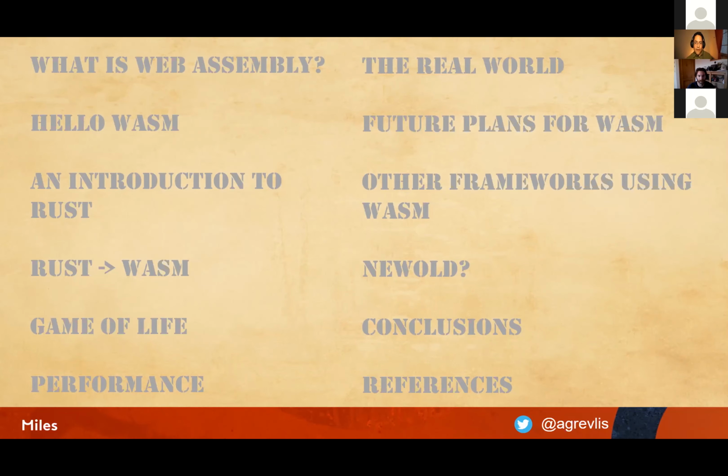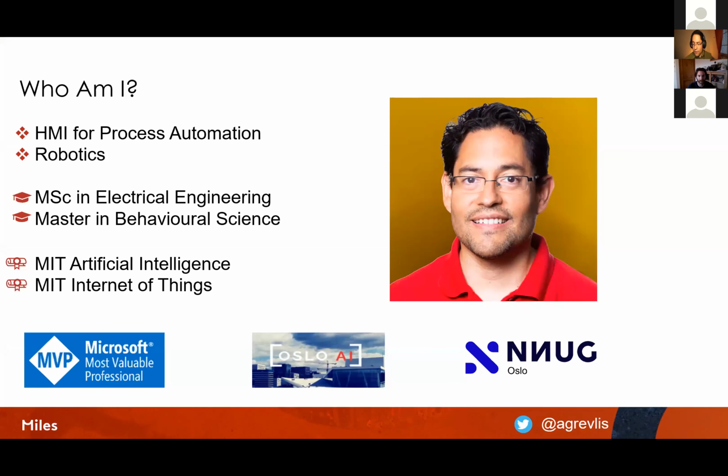But before we start, I'm just going to say a couple of words about me. My background is that I've been working with human-machine interfaces for process automation and robotics. My educational background is a master's degree in electrical engineering and also a master's degree in behavior science. I'm also interested in artificial intelligence and Internet of Things, so I've taken some classes at MIT. I'm a Microsoft MVP in AI, and I'm also quite involved in the local user group community here in Oslo. I'm part of Oslo.AI, and I'm also part of the Norwegian .NET user group.